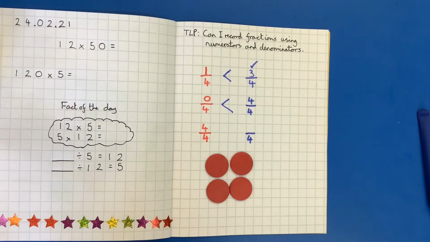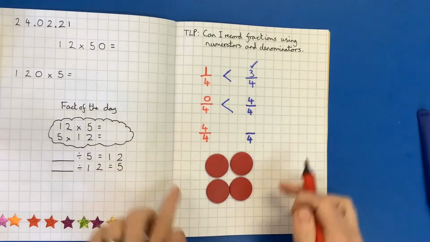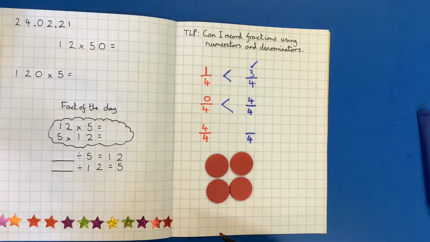Can you remember how else we say that? That's right, 4 quarters is 1 whole. If I ate 4 quarters of the cake, I'd be eating the whole cake, wouldn't I? Poor Mrs. Joshie wouldn't get anything.